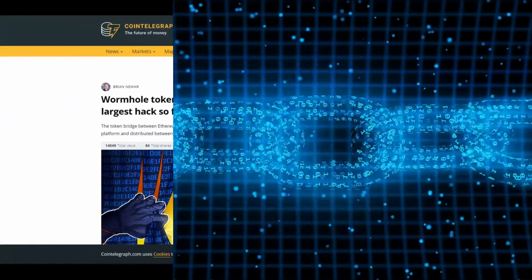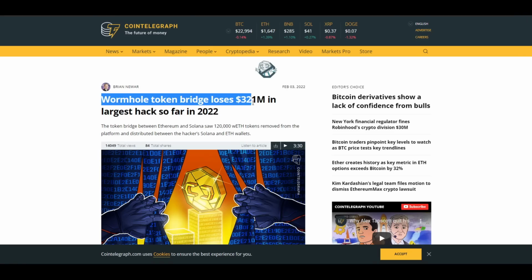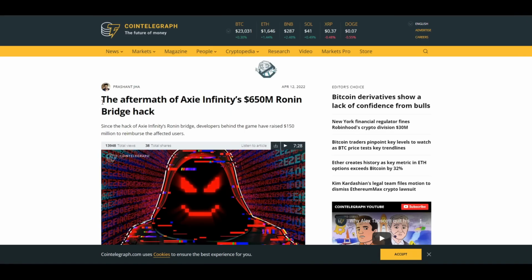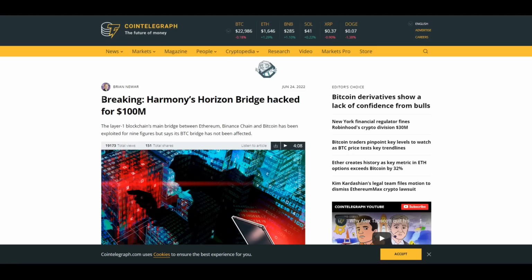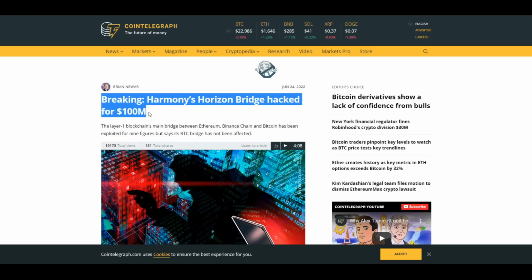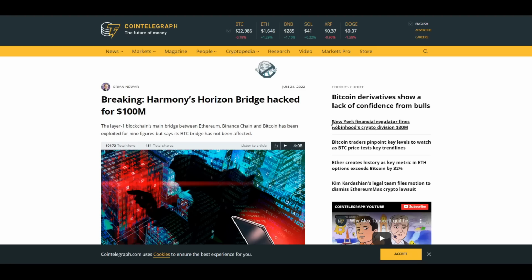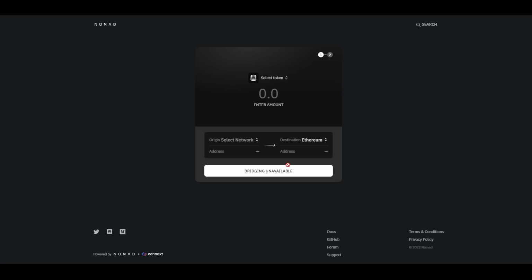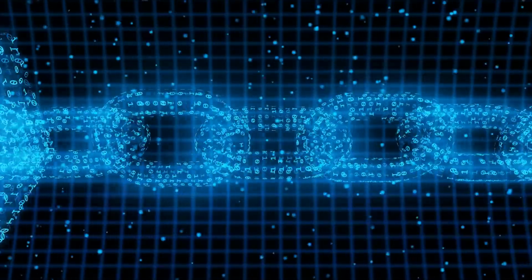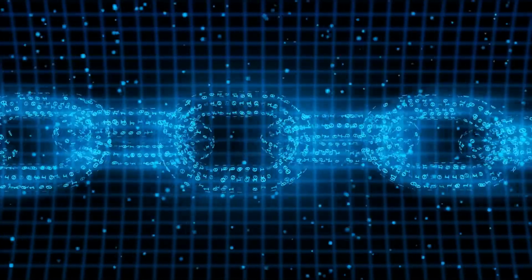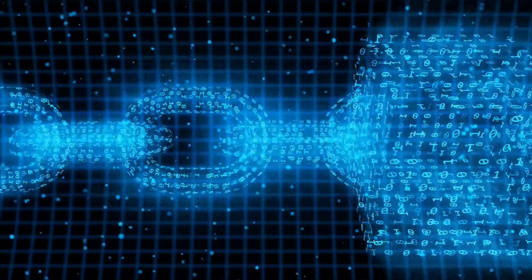In February, the Wormhole Bridge was hacked, losing over $300 million. In February, 1 month later, the Ronin Bridge was hacked, losing $650 million. In June, the Harmony Bridge was hacked and lost $100 million more. And now, at the beginning of August, right around the end of July, the Nomad Bridge has been looted for yet another $200 million more. That's well over $1 billion that has been stolen or lost just from bridges in less than 6 months.